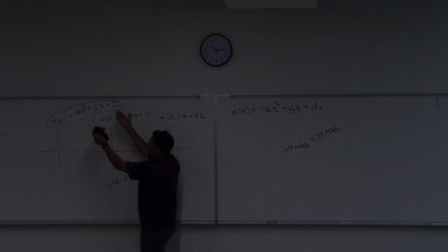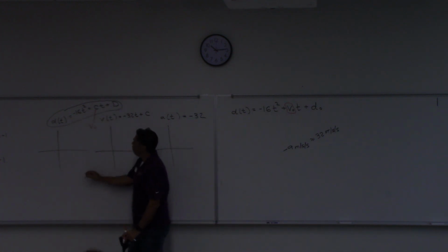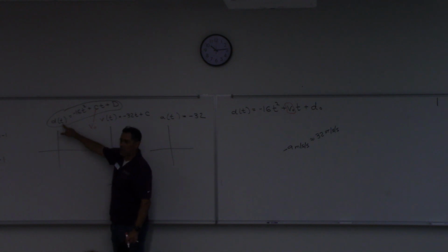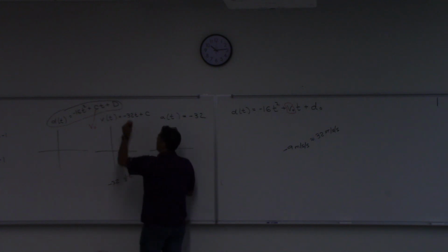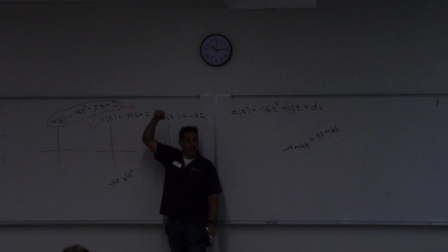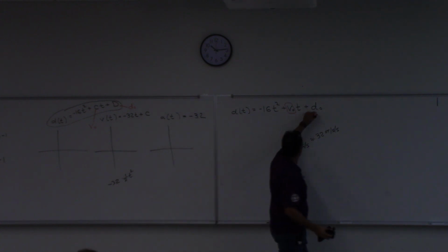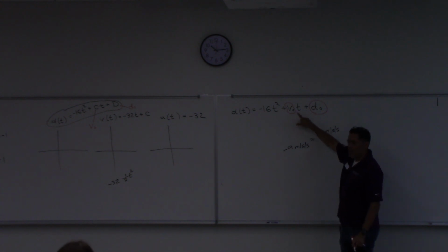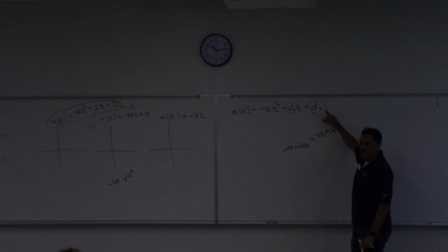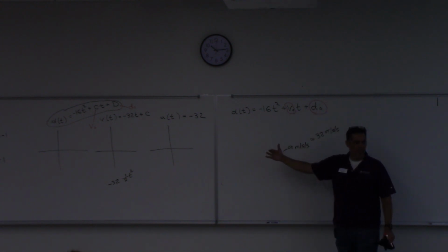All right, now look at this function. And I say, hey everyone, what's the position at 0? If I plug 0 into this, what do I get? D, right? So this is what we call d naught, which is your starting position. And that's where this comes from in the formula. In this formula, that's always your starting velocity, and that's always your starting height. Do y'all see it's just a simple application of antiderivatives?